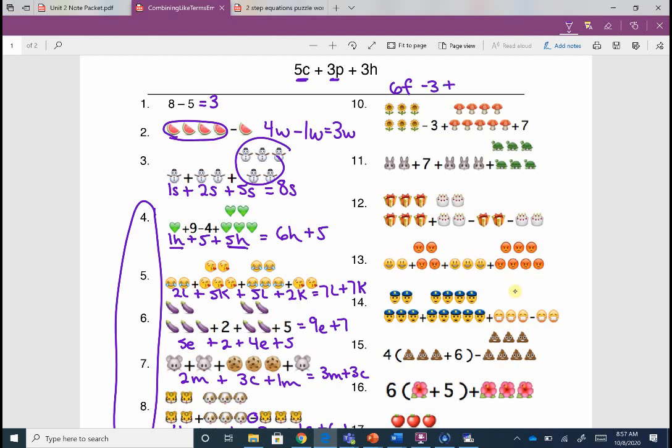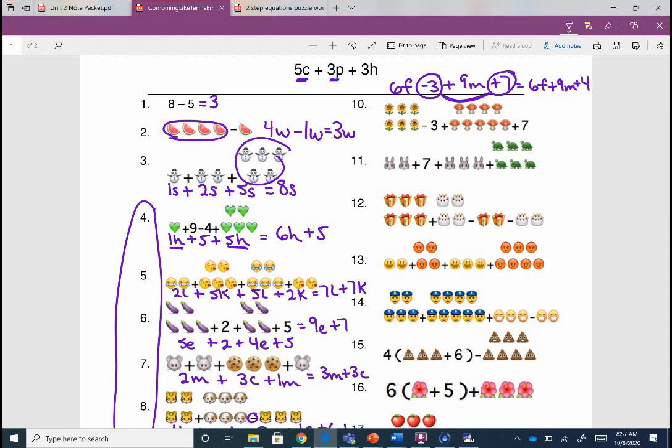Well, I can't combine the flowers and the mushrooms with anything. But I do have a negative 3 and a positive 7. When I combine those two, I'm going to get a plus 4. You have to pay attention to the signs. So just be careful on that.